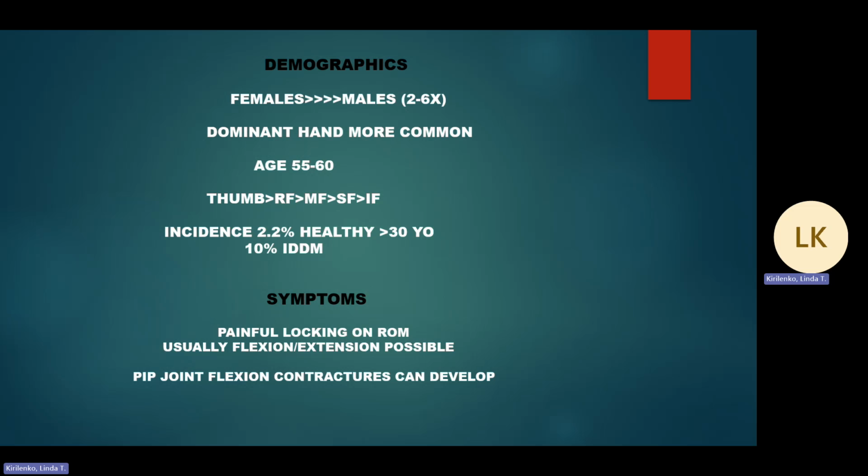Incidence in the general healthy population is 2.2%, and in those with insulin-dependent diabetes, it is significantly increased at approximately 10%. Symptoms of trigger digits include painful locking on range of motion. Range of motion is usually possible. Occasional manual reduction or manual straightening of the locking in severe cases is required.